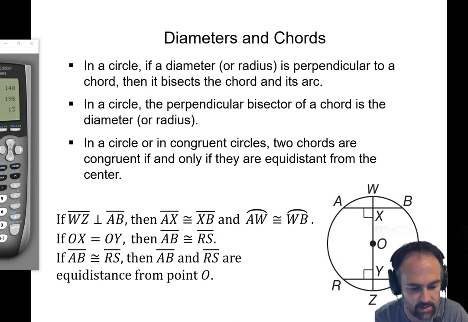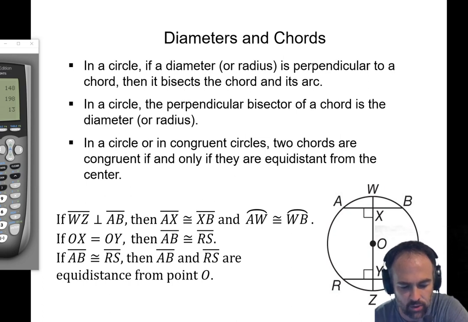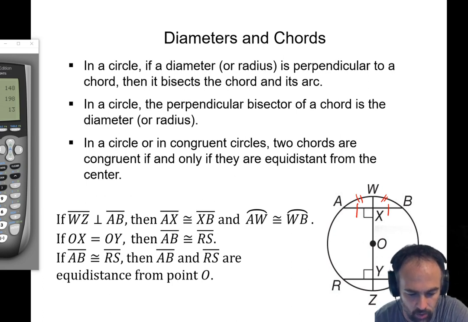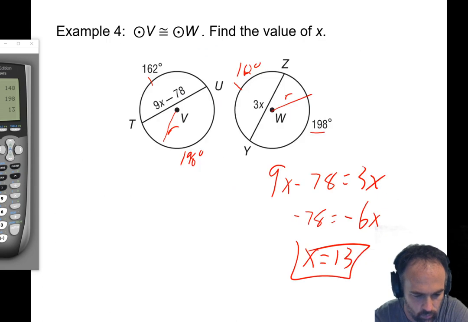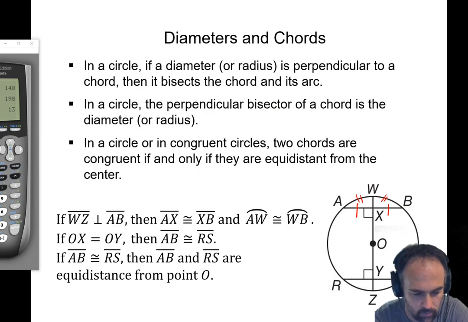So here is the summary of this whole thing. If WZ is congruent to AB, then AX is congruent to XB, and AW is congruent to WB. Same idea applies on the bottom. Also, the other way around. Go ahead and mark this one as red, and now let's do this one in green.